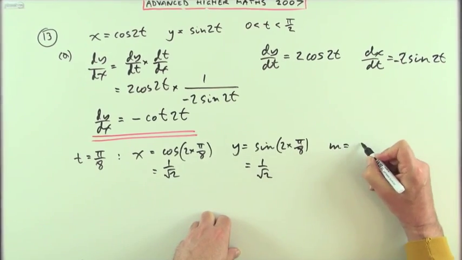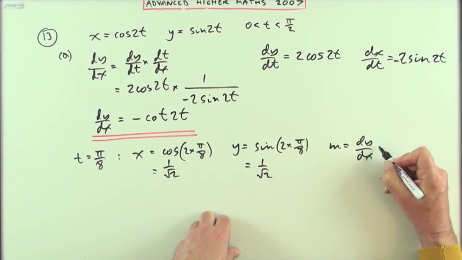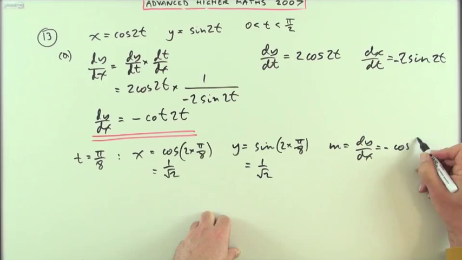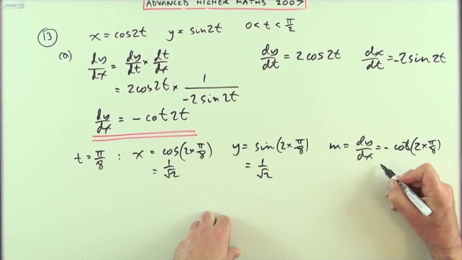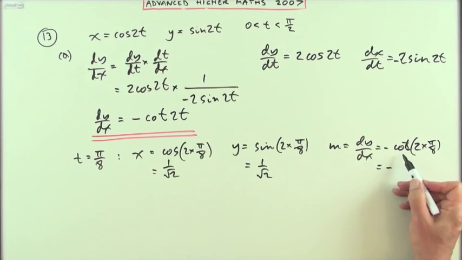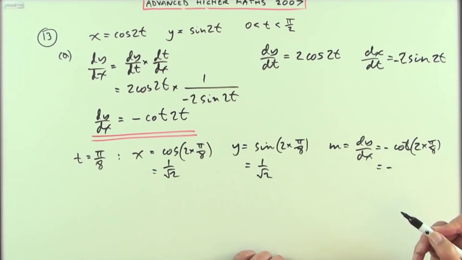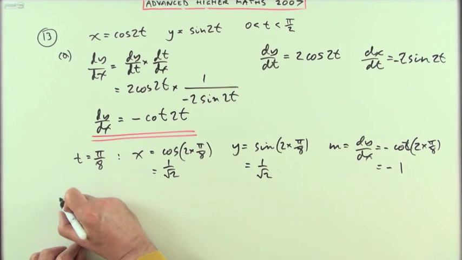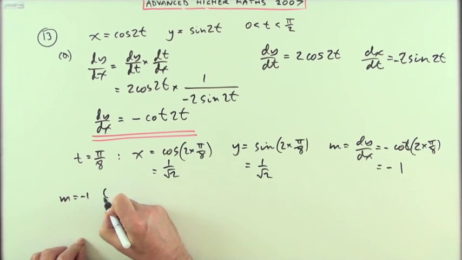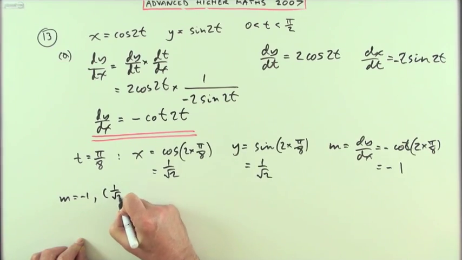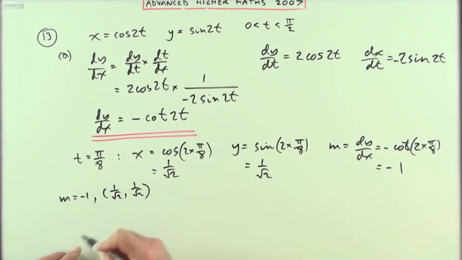And the gradient, which will be the derivative, will be negative cot 2 times pi upon 8. Now, cot is the reciprocal of tangent. The tangent of pi upon 4 is 1, so the reciprocal of 1 is 1, so it's going to be negative 1. So there's all the features I need to feed into it then. I've got a gradient of negative 1 and a point 1 upon root 2, 1 upon root 2.